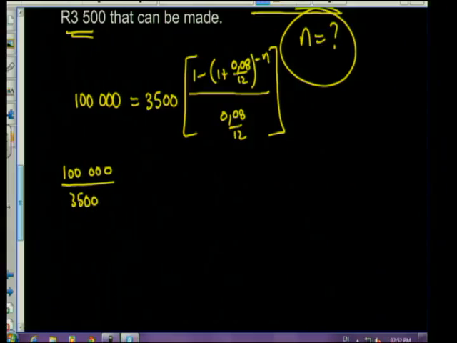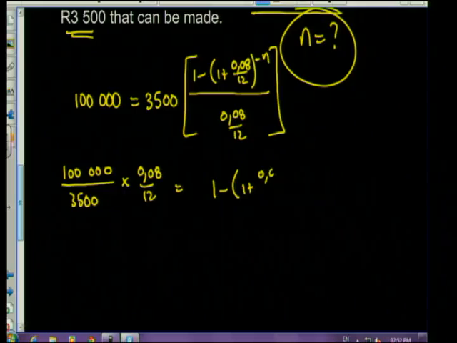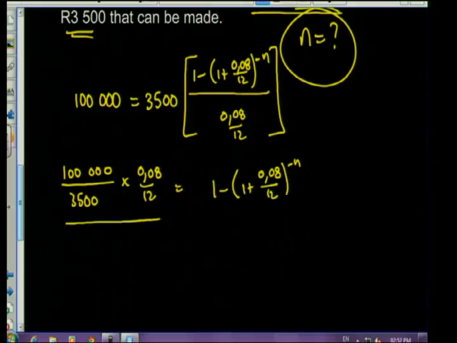Which is open up now the bracket, and at the same time this denominator I'm going to multiply across to the other side. So what does that leave me on the right hand side? 1 minus 1 plus 0.08 over 12 to the power of negative n. We're very close to getting there. So I'm going to now quickly work out what that is.